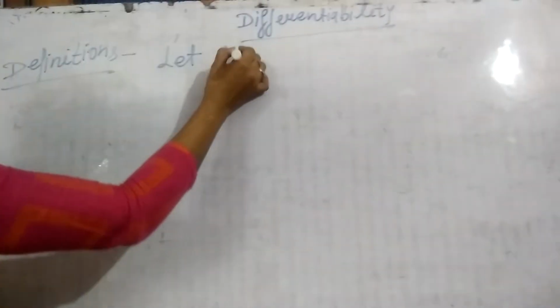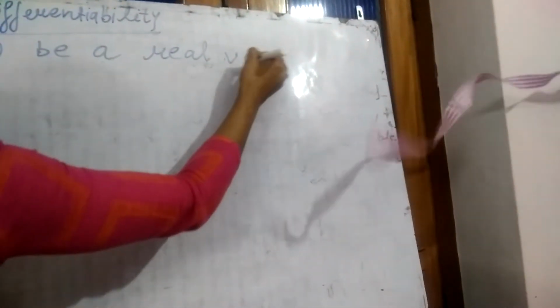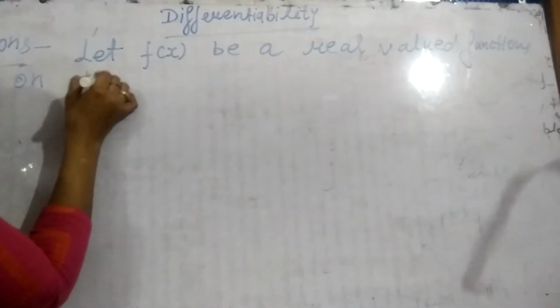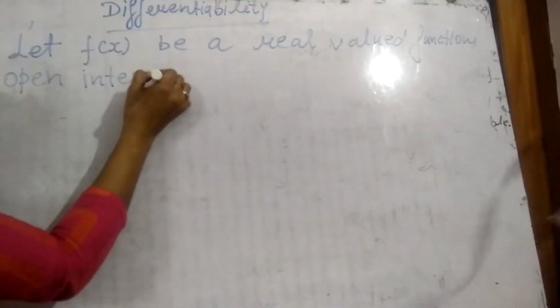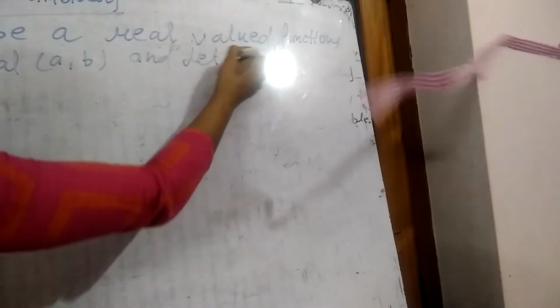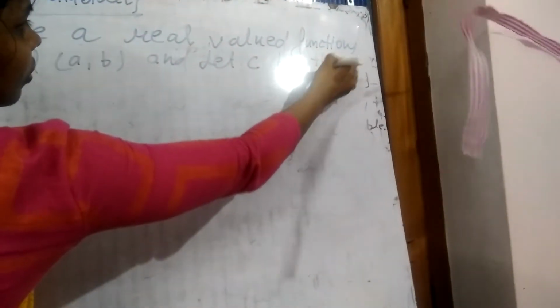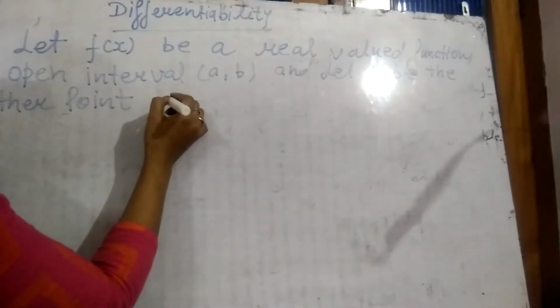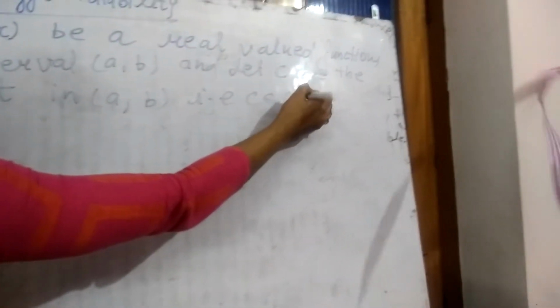Let f(x) be a real valued function on an open interval (a, b), and let c be another point in the open interval (a, b). That is, c is an element of (a, b).